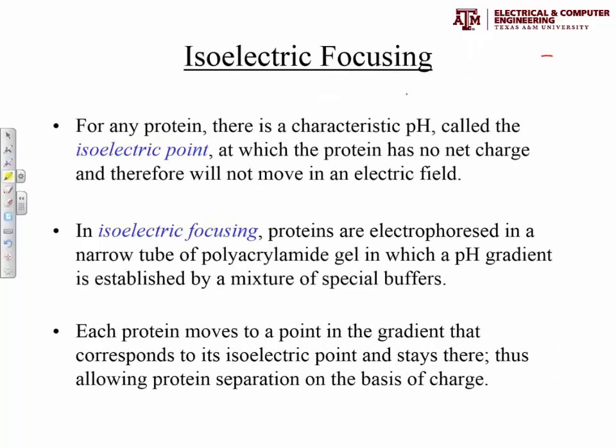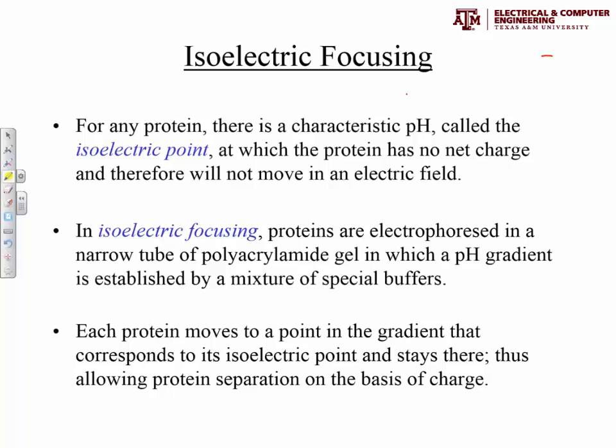Now on the other hand, if you want to do isoelectric focusing, you're going to separate proteins on the basis of their charge. Now to do that, we note that for any protein, there is a characteristic pH value, right? pH is the hydrogen ion concentration. So it's basically a measure of the charge in the medium.